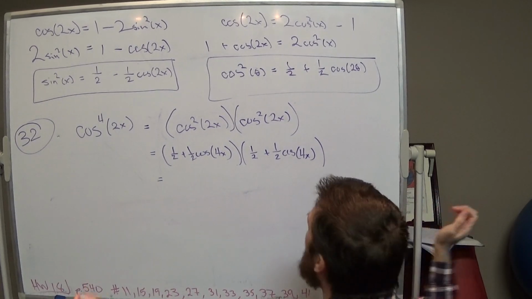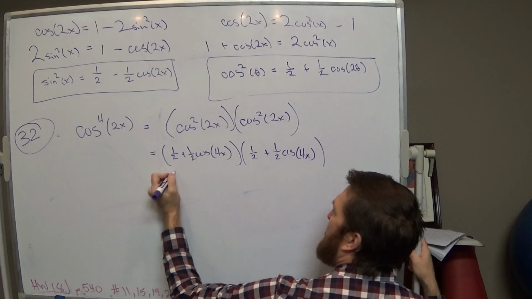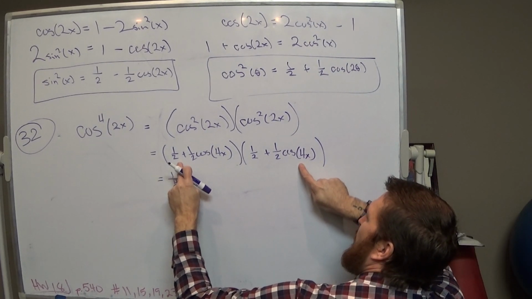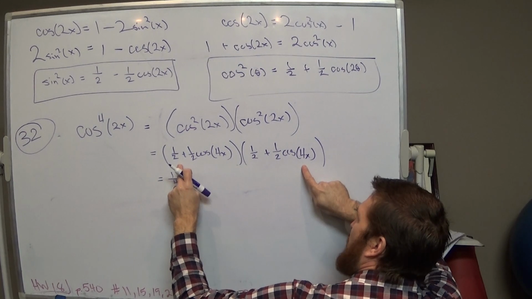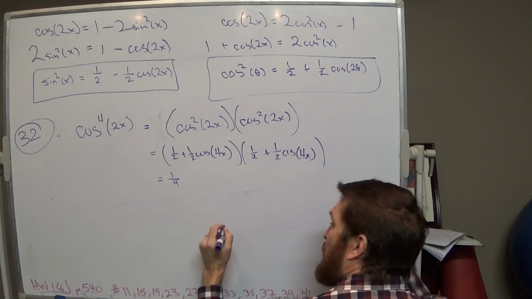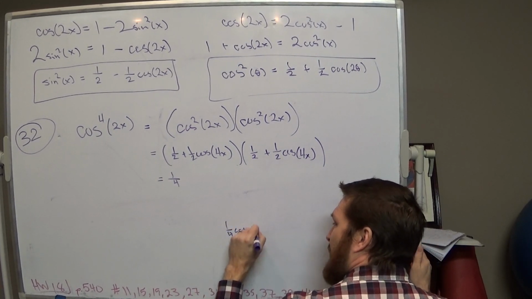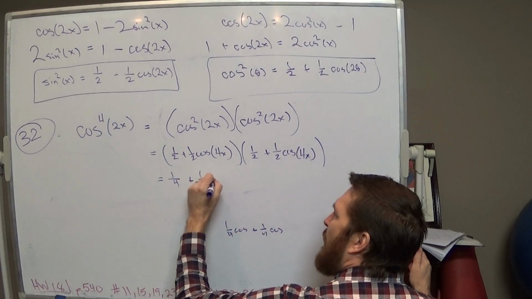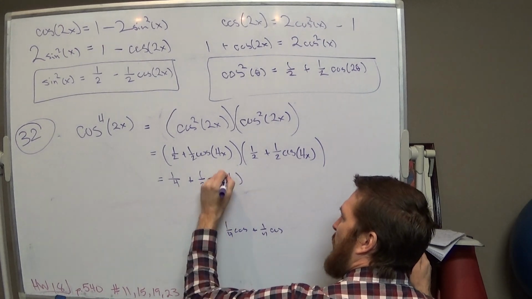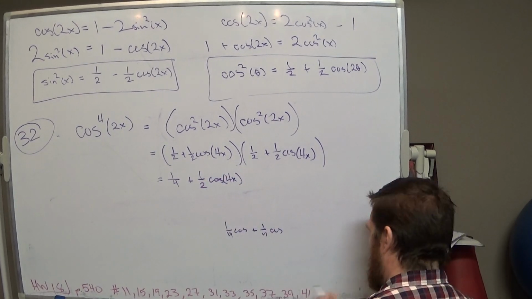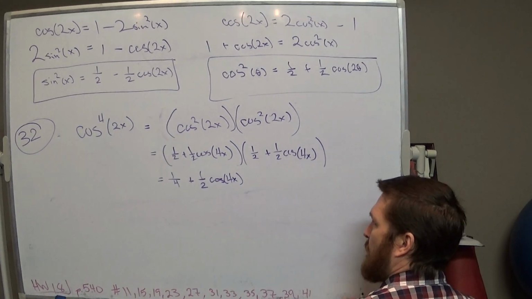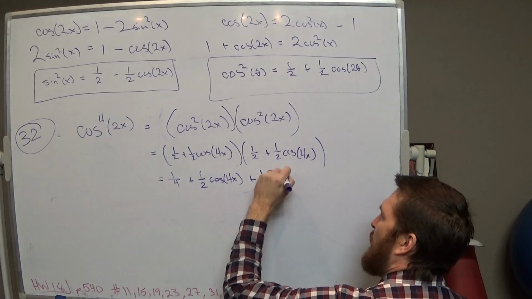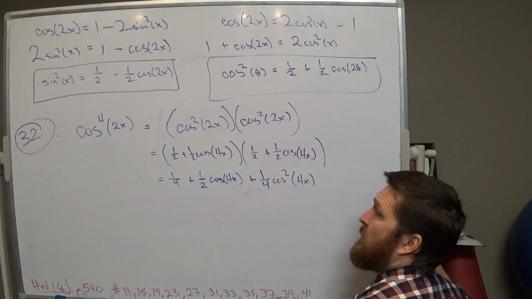So let's multiply it out. What do I get? Outer gives me 1/4, a quarter cosine. Do I get the same thing here? Yes. So a quarter cosine plus a quarter cosine is a half cosine 4x. Then last gives me 1/4 cosine squared 4x.